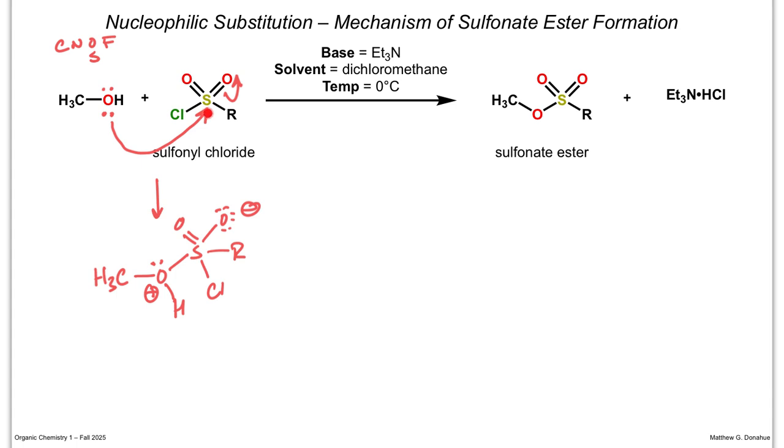So another reason why this works is sulfur is in the period below oxygen, so it can have more than an octet and have these different molecular geometries. So if you look, this has kind of more than 4 bonds, more than 8 electrons. So at this point, what will happen is this lone pair will collapse back down to form an oxygen-sulfur double bond. And since we're making a bond, we have to break a bond, and then chlorine is the best leaving group to leave.